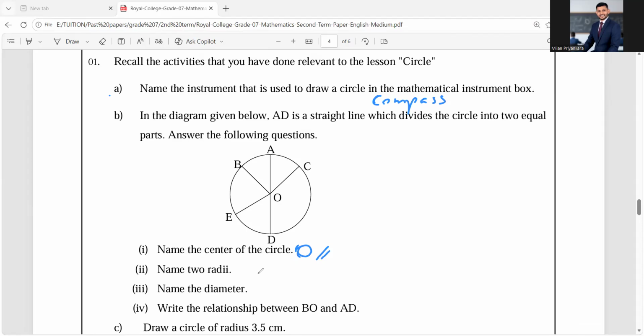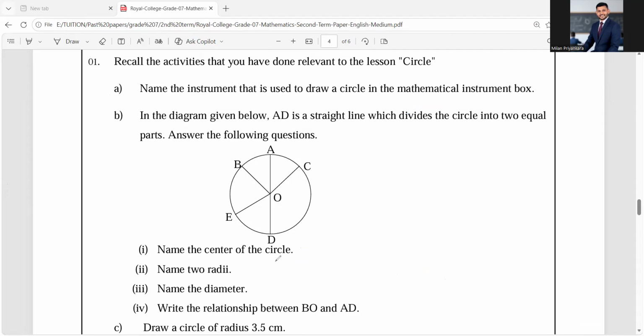Name 2 radii. You can mark OA is a radius, OB is a radius, OE is also a radius, OC, OD, these are radii. Radii is the plural form of radius. So you can write only 2, because the question asks for only 2 radii.